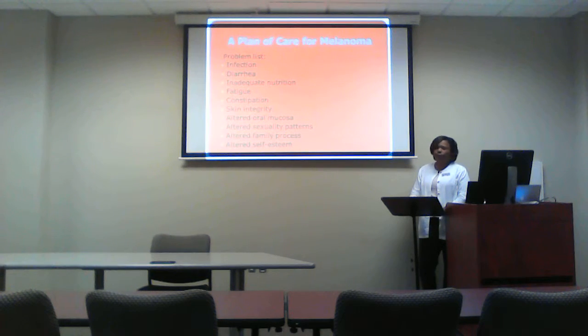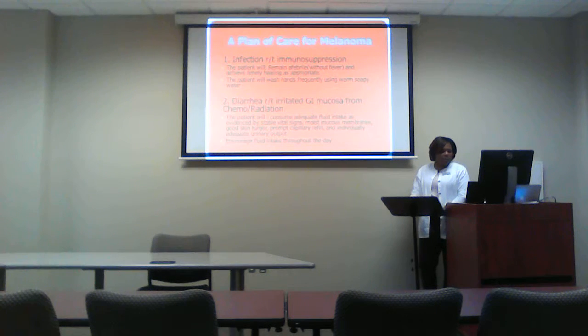Altered oral mucosa from the chemotherapy drugs, that can be a factor. Altered sexuality patterns. Some of the side effects may impede that as well. Or maybe just your self-esteem, you have skin cancer, so that may be a problem. The altered family process, you just don't know how it's going to affect each family. It affects you differently. It's individualized. Everybody copes differently.